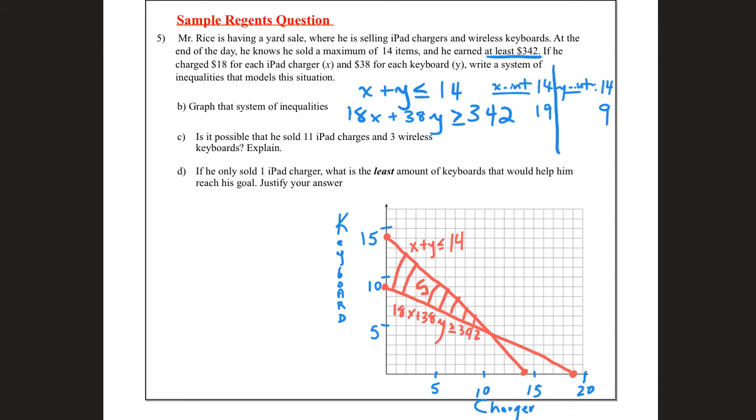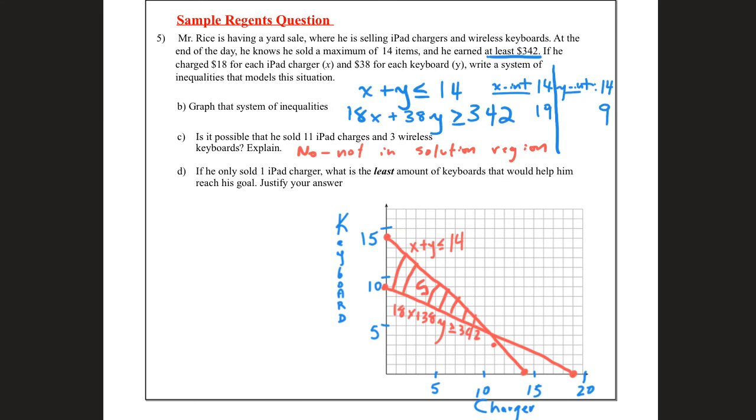And now let's look at part C. Is it possible that we can have 11 and 3? So (11, 3) is going to be right here. It's close. My lines are a little sloppy, but that's not even going to be in the shaded or the double shaded region regardless. So that's going to be no. You can also plug it in and show that it won't satisfy the inequalities. It's not going to satisfy, I believe, the second one, or the bottom one. No, not in shaded region. Algebraically, it's not going to satisfy the one with the 342, I believe.